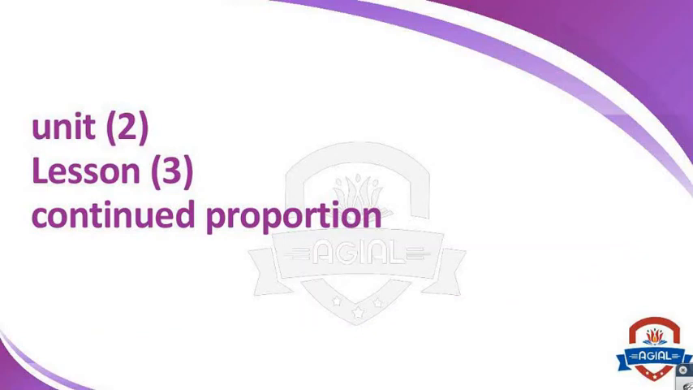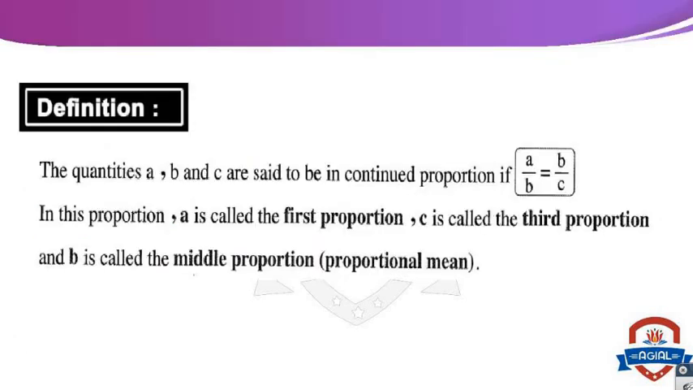Unit 2, Lesson 4, Continuate Proportion. What is the meaning of continuate proportion? The quantities A, B, and C are said to be in continuate proportion if A over B equals B over C. Again, A over B equals B over C. In this proportion, A is called the first proportion, C is called the third proportion, and B is called the middle proportion or proportional mean.